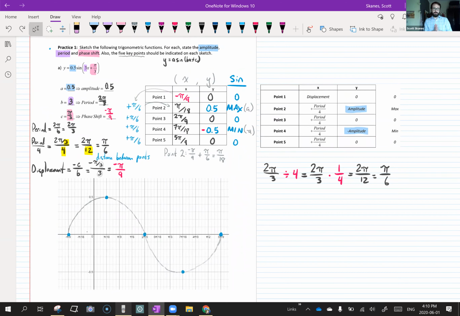So let me summarize. If you want to know what the steps were, I'll go through the steps one more time for sine curves. You're given an equation. You get A, B, and C. They'll give you amplitude, period, and displacement, respectively, one after the other. Once you get period, you need to divide it by 4 because that tells you how far you need to jump forward.